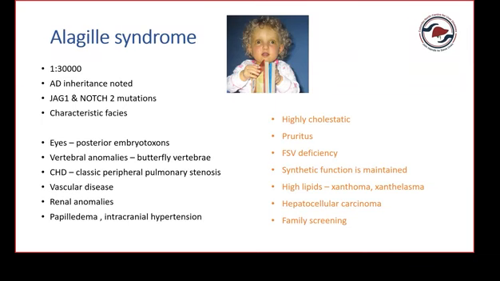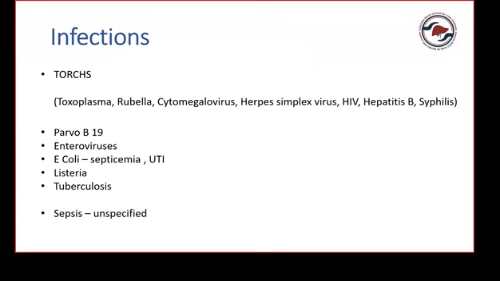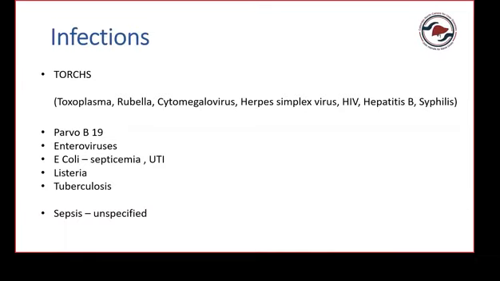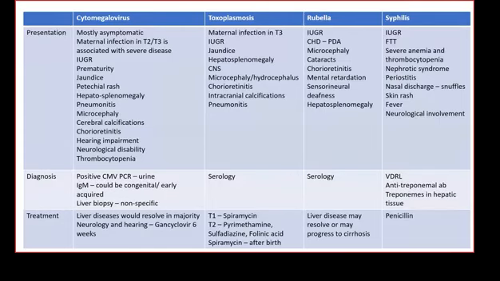Infections: traditionally we know TORCH infection and other organisms like viruses and bacteria could cause cholestasis. This is again a comprehensive table with all the clinical features. One important message I would like to give is again that liver biopsy is not specific.